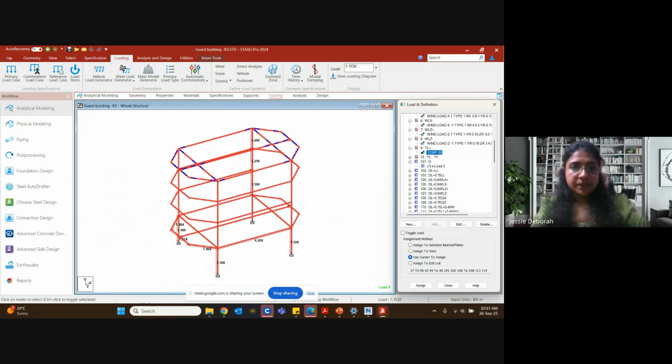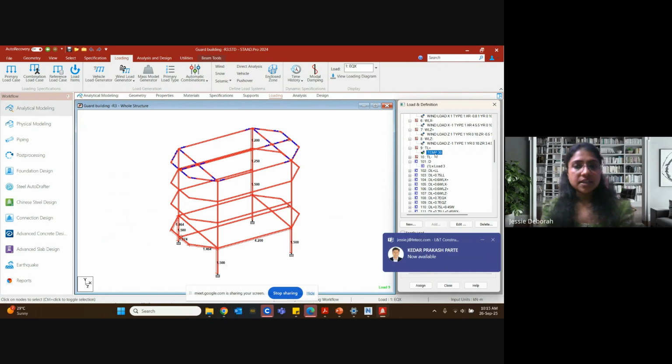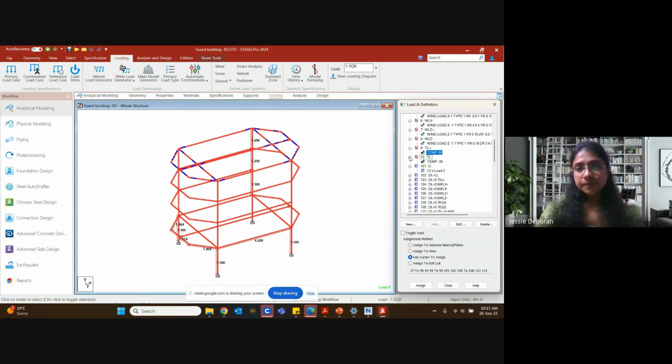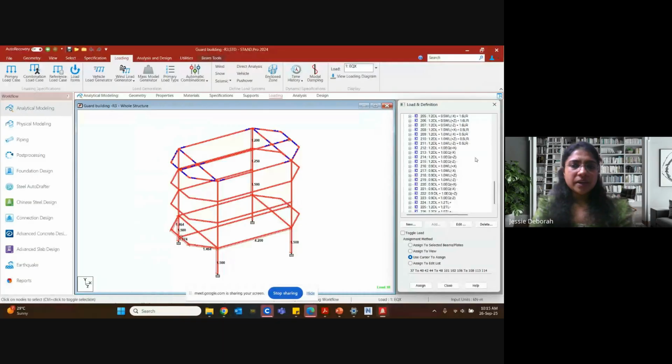Then comes your temperature load. Now here the temperature load is actually very high. So they have asked us to consider a temperature load of 30 degrees. Plus 30, minus 30 is applied. Okay, then we come to load combination. Load combination is actually generated in STAAD itself directly.